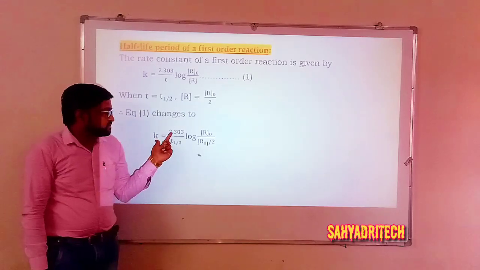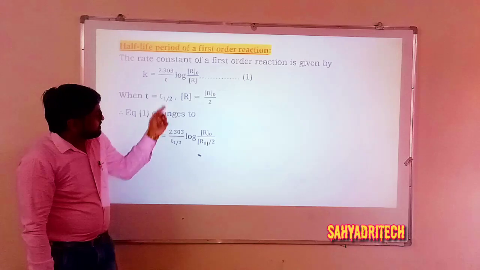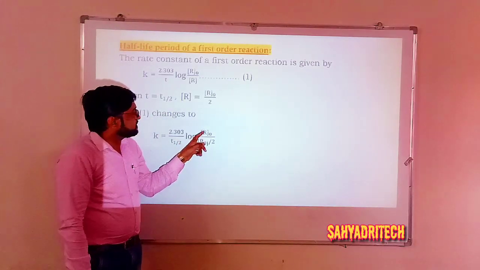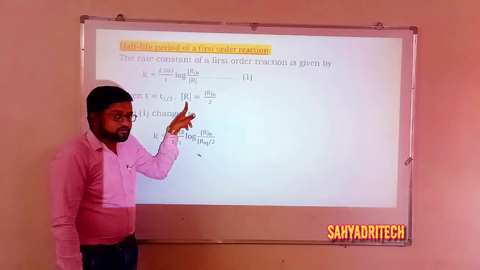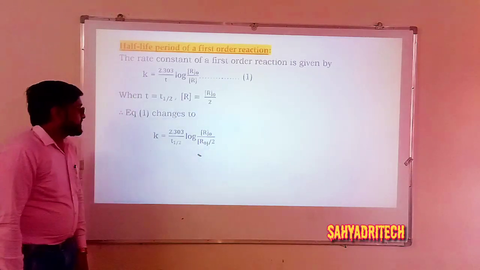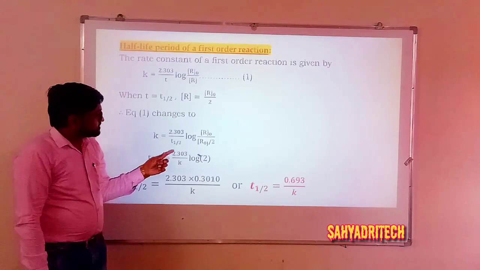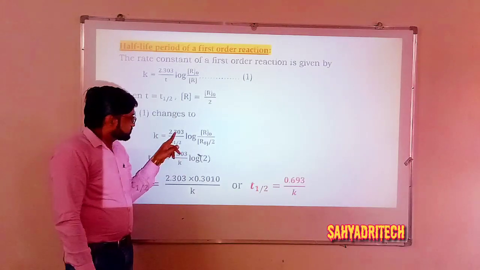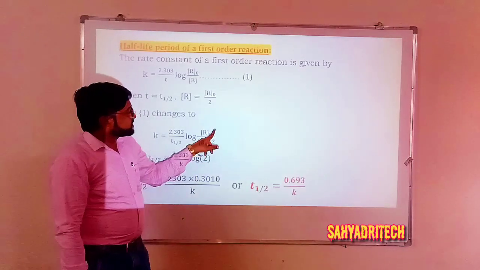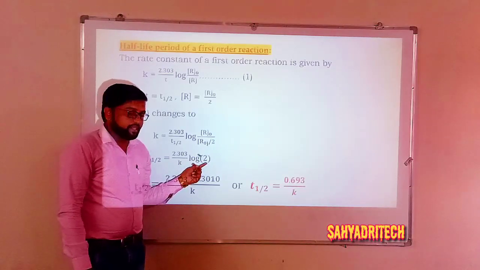So K = 2.303 by, instead of t, t half, log of R0 divided by, at the place of R, R0 divided by 2. On simplification, I am equating for t half. So t half = 2.303 divided by K, log of, so 2 goes to the numerator, R0 and R0 both cancel. So it will be log 2.